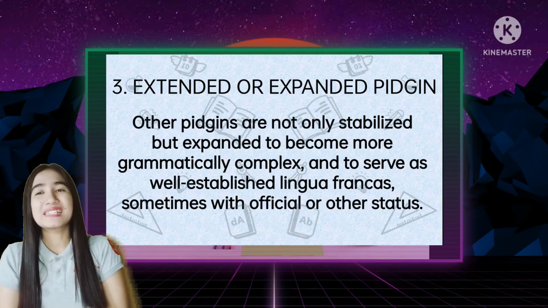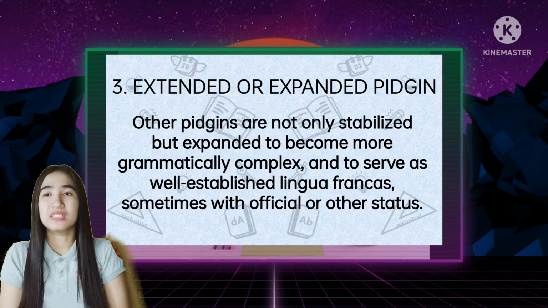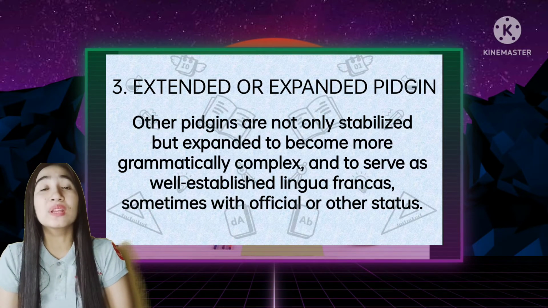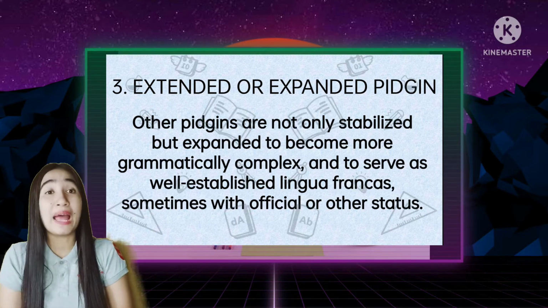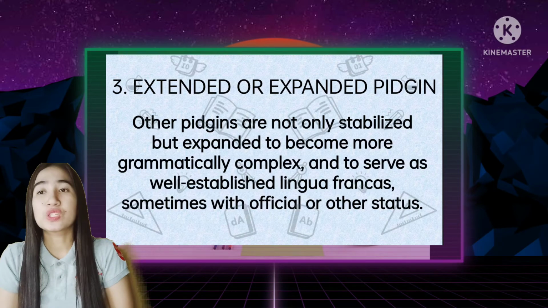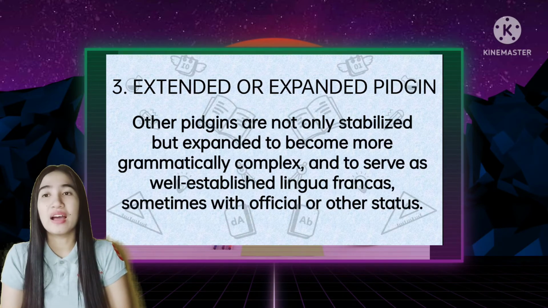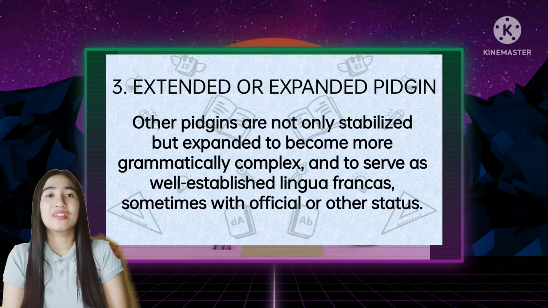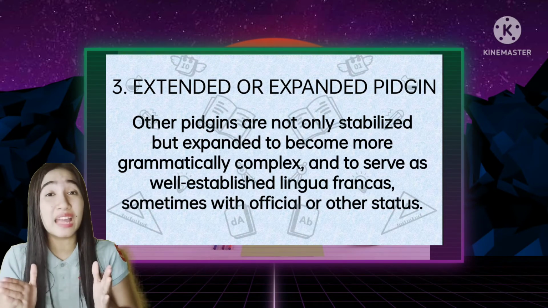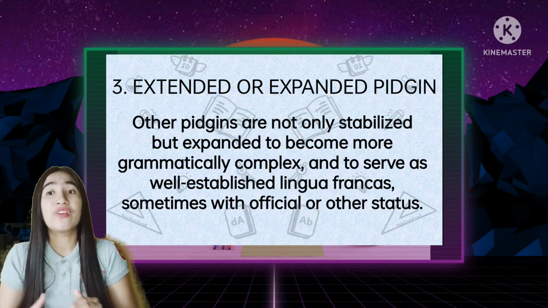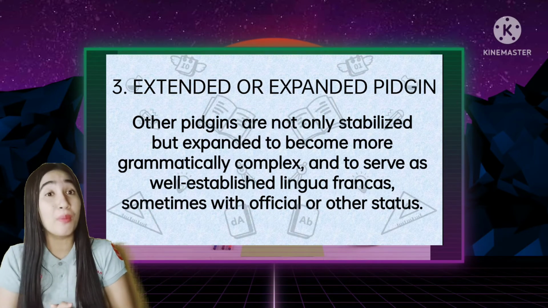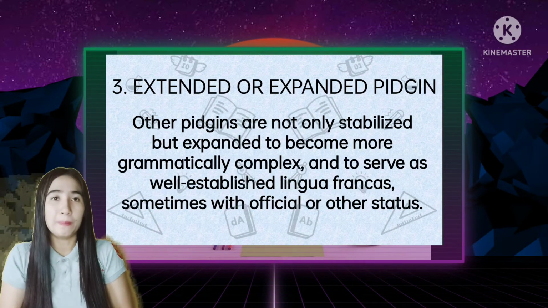The third one is the extended or expanded pidgin. When we say extended pidgin, it is pidgins that are not only stabilized but expanded to become more grammatically complex, and to serve as well-established lingua francas, sometimes with official or other status. Meaning to say, those are the pidgins that are extended or expanded to serve as a well-established lingua franca.